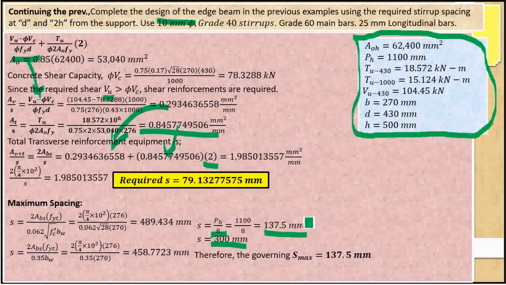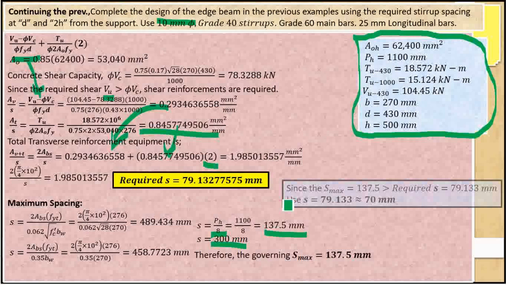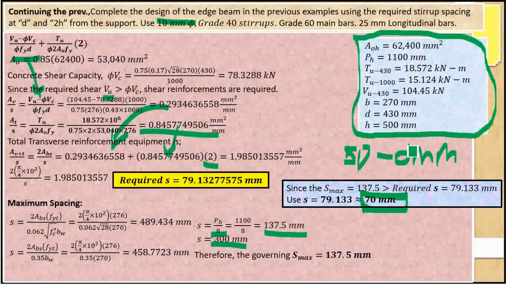So, ngayon, i-compare natin to dun sa nakuha natin na value ng required S. So, since yung S-max daw natin is mas mataas naman dun sa required S natin, goods lang yung required S natin. Okay? So, use 79.133. Tapos, para mas safe, take note na kapag spacing yung kino-consider natin, magra-round down tayo parati. So, 79.133, approximately 70 mm na lang yung gagamitin natin. And take note na itong 70 mm na spacing is para lamang dun sa mula 50 mm hanggang dun sa critical depth. So, ano yung critical depth natin? Yung effective depth na natin, which is yung 430. So, 50 mm to 430 mm lang to.